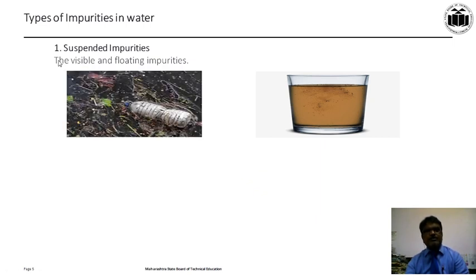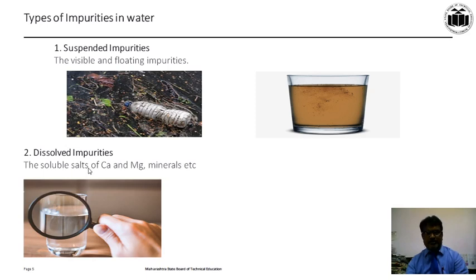First is suspended impurities. Suspended impurities means the impurities which are visible or floating in the water. Those impurities are called suspended impurities, or the impurities which are suspended with water. The second type of impurities is dissolved impurities. The soluble salts and minerals which are dissolved in water, those impurities are called dissolved impurities.